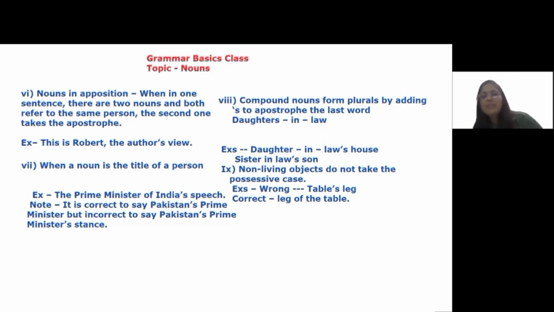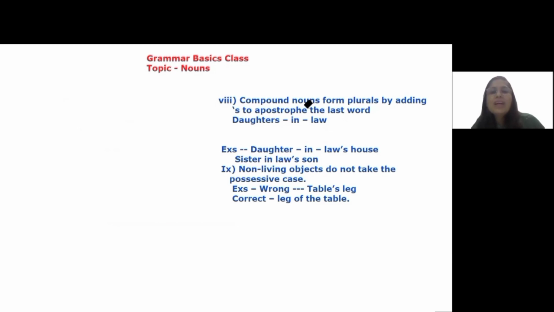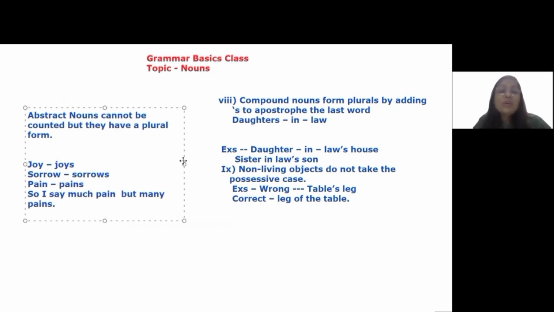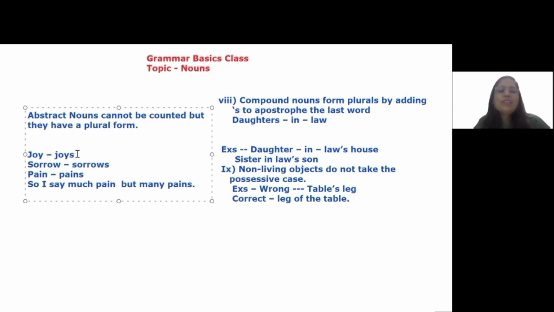I will end my class by telling you this last one thing, and that is about the plural in abstract nouns. Abstract nouns cannot be counted, but they can have a plural form. For example, some of them: many joys, many sorrows, many pains. So I can use them in both the ways: joy, joys, sorrow, sorrows, pain, and pains.